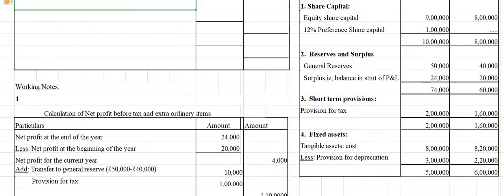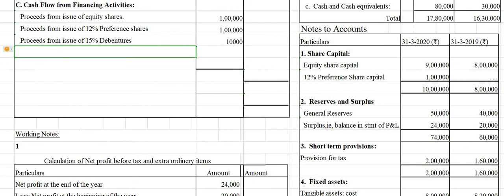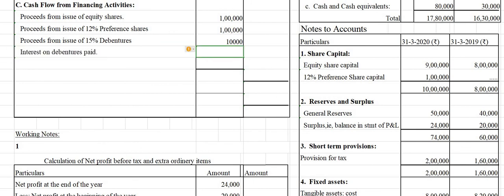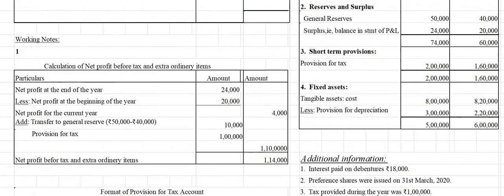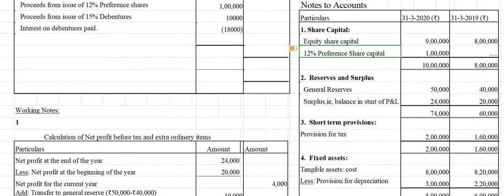That also we have to take, interest paid on debentures. How much? 18,000. It is a payment, so it can be written in brackets. And you can see one thing: it is 12% preference shares, so 12% dividend also we have to take. But in the adjustment it is given that preference shares were issued on 31st March 2020. The last date only it is issued. That means it was not there in the beginning year. So since the amount was not there for the beginning year, last year, we need not pay dividend.